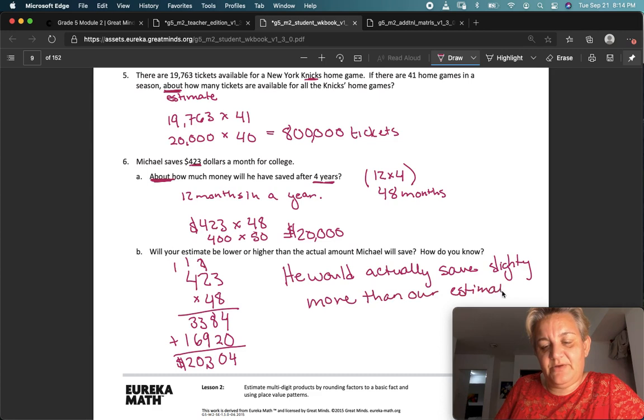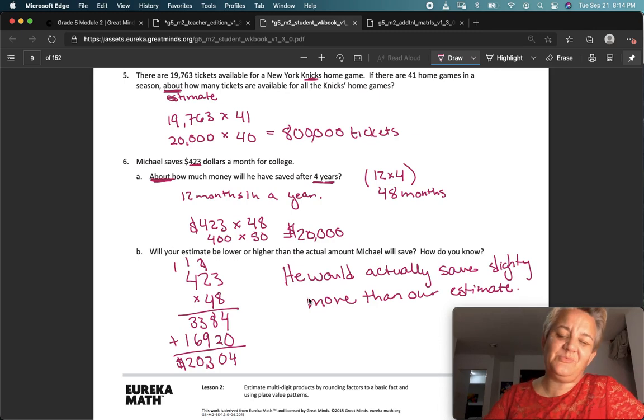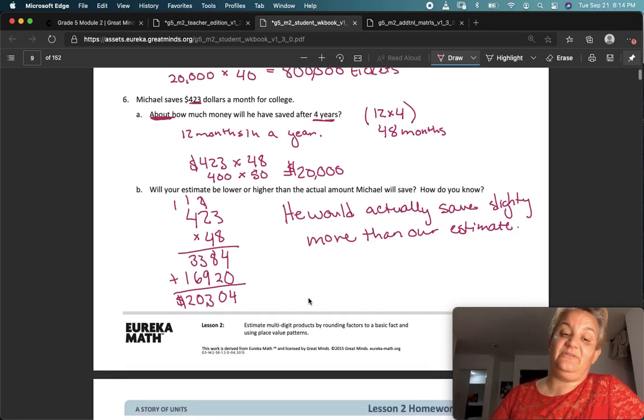And we probably could have predicted that by looking at this number, which we dropped down to 400. If we had raised that up to 450 times 50, we would have raised this number. It would have been higher. So whenever you estimate, especially with money, it's always probably a good idea to estimate down so that you are pleasantly surprised by saving more than you actually planned for. Okay.